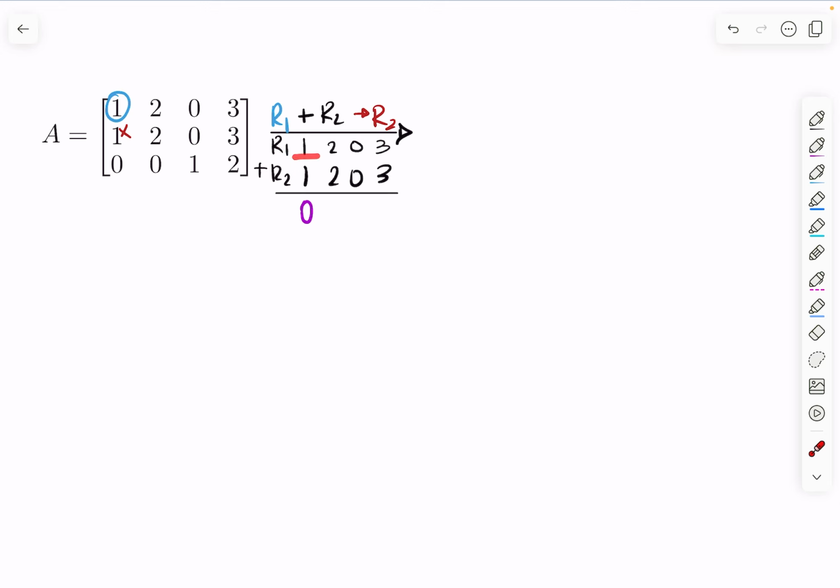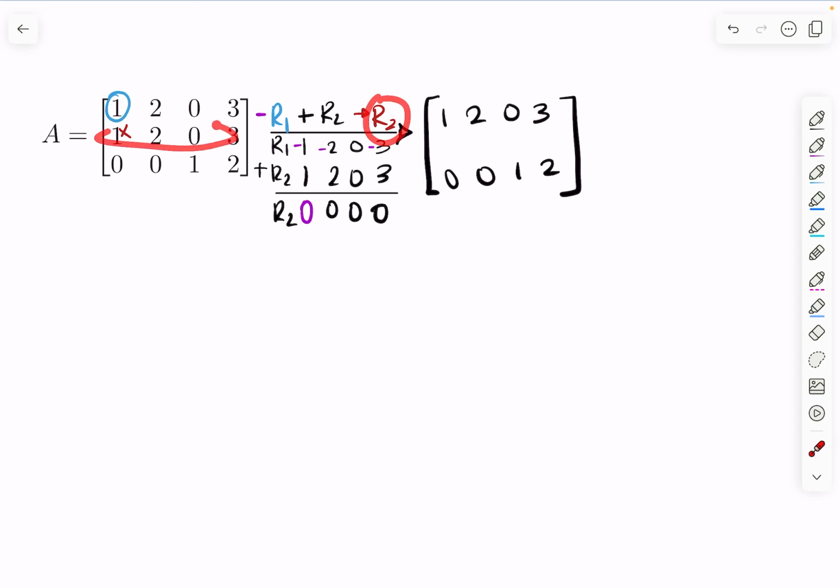But whatever I do to one entry, I have to do to the rest of those entries in that same row. So we're going to do minus row 1. So this becomes a minus, this becomes a minus, this becomes a minus. And then we can add just like we were. And I got what I wanted. 1 minus 1, that's 0. 2 minus 2, 0, 0, 0. And this is my new row 2.